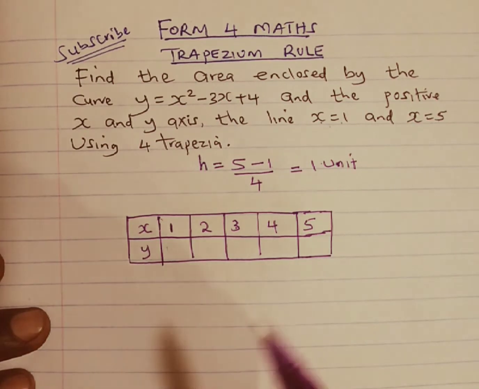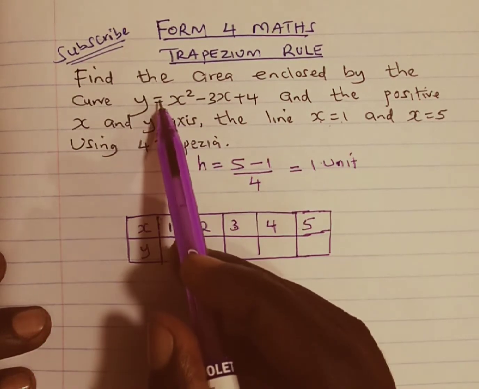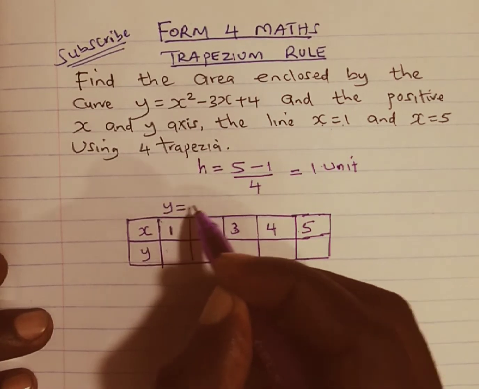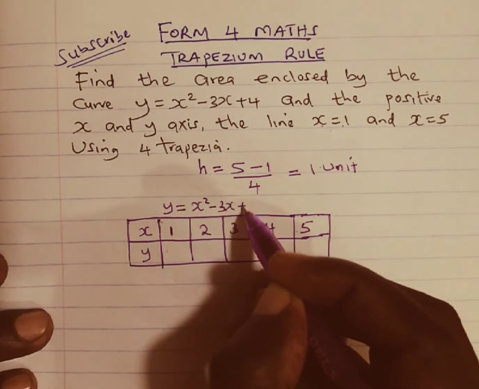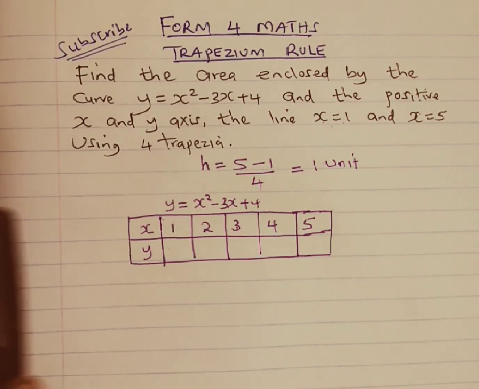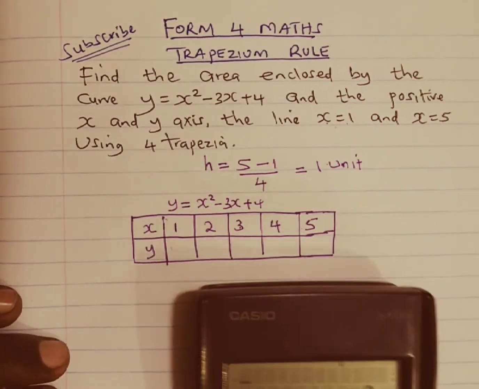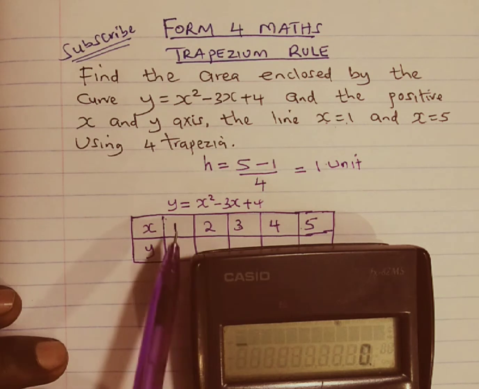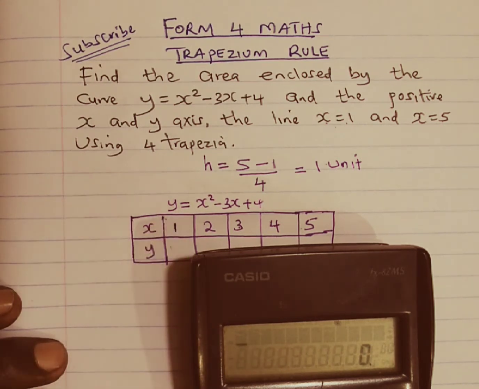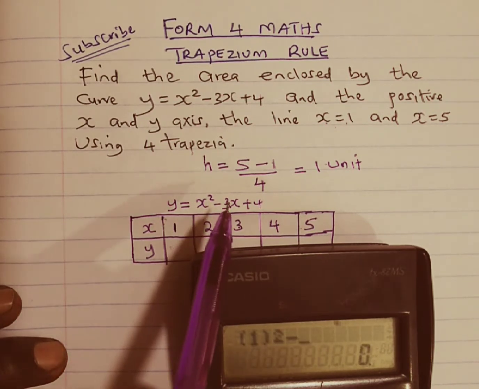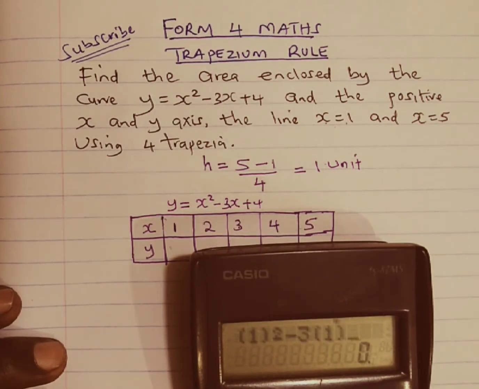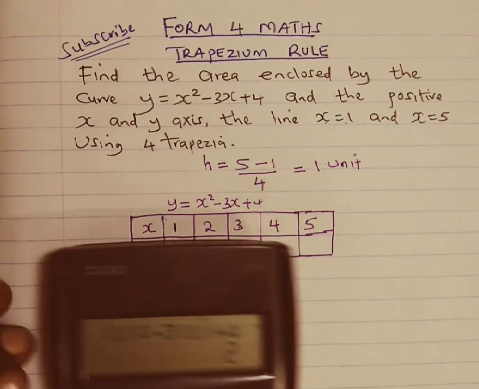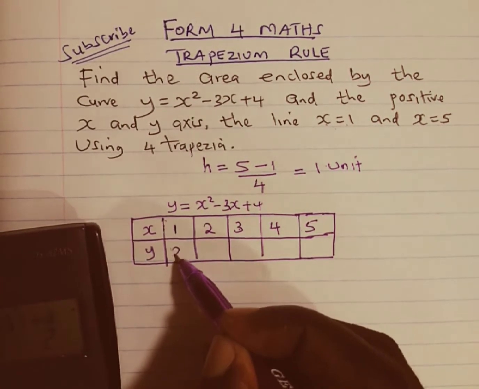Having done that now, we can take the values of x and substitute them in this function, which is y = x² − 3x + 4. Let me show you how you can substitute that using a calculator. And when the value of x is 1, the value of y will be equal to, we have 1 squared minus 3 multiplied by the value of x, which is 1, we add 4, and the value of y when x is 1 will be 2.